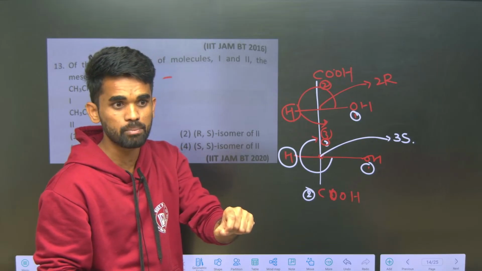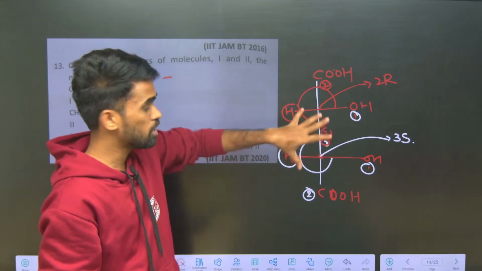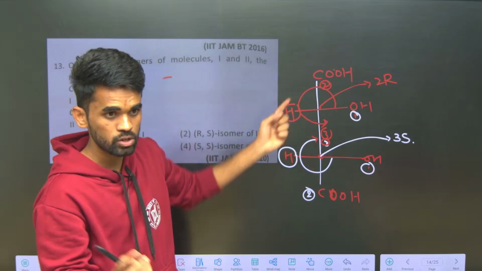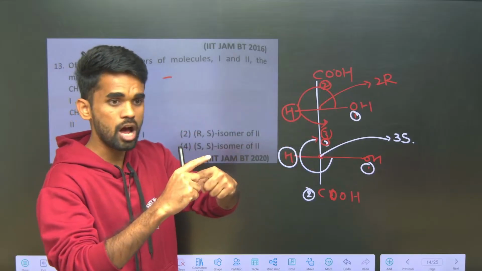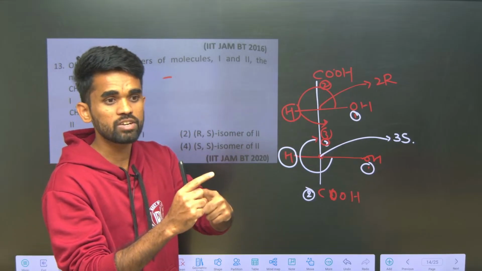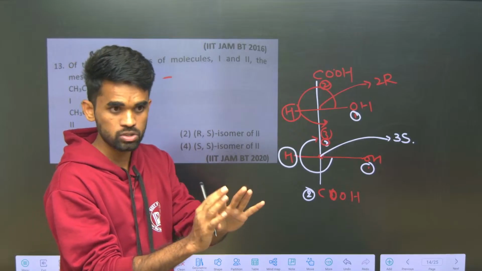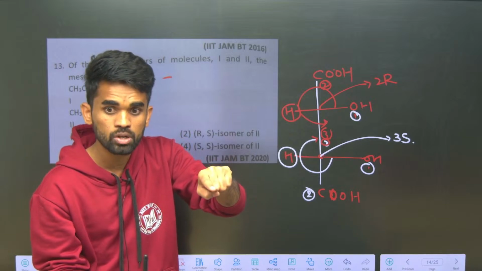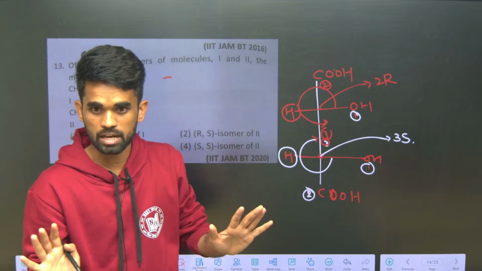What does internal compensation mean? Within the molecule there will be one S configuration and one R configuration. Due to the equal and opposite rotations, the net rotation becomes 0 within the molecule. So it is optically inactive. A racemic mixture is also optically inactive, but that is external compensation.